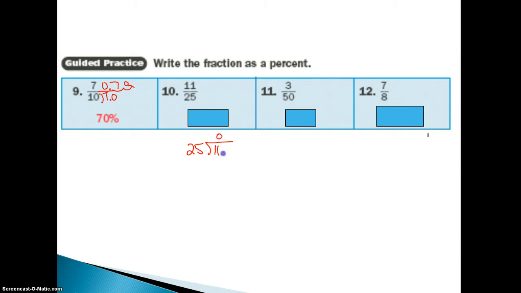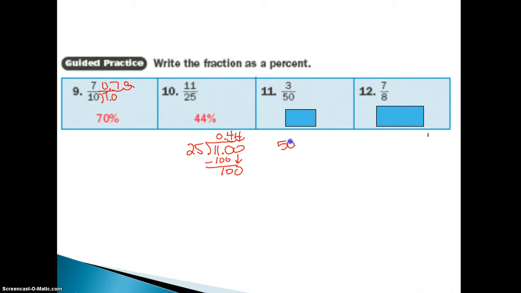25 goes into 11 0 times, put the decimal point, put the 0. I'm going to say 4, that's 100. You have 10, add a 0, bring down the 0, another 4. So it's 0.44, move it 2 places, 44%.